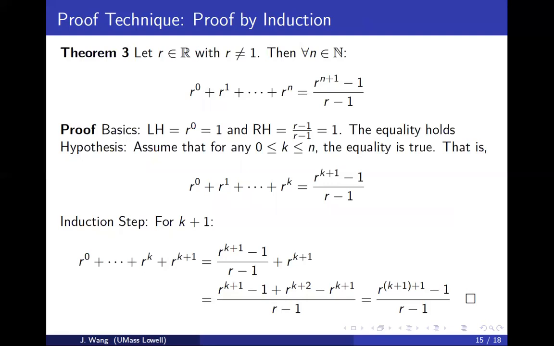The next proof technique is proof by induction. Here we are going to do a very useful summation, called geometric summation. Let R be a number which is not equal to 1, and we want to sum up R to the 0 plus R to the 1 plus and so on, plus R to the n. This is equal to R to the n plus 1 minus 1, over R minus 1. Because R is not equal to 1, R minus 1 is not equal to 0.